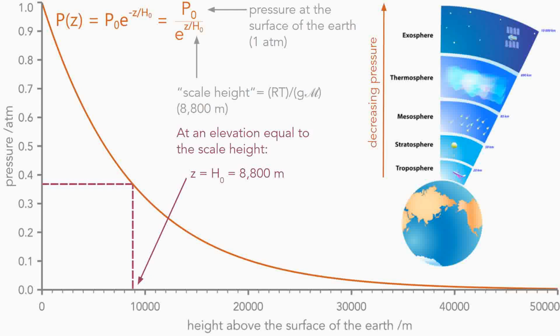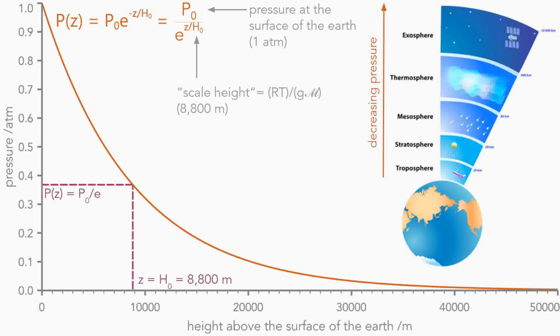But we can also calculate this value, and since z equals h0, the exponential must be equal to 1, which also means that the value of p at h0 is p0 divided by e, or just over 1/3 the value of the pressure at the Earth's surface. This is a nice relationship to remember for this type of exponential decay. When the height equals the decay constant, we are at 1 over e of the initial pressure value.